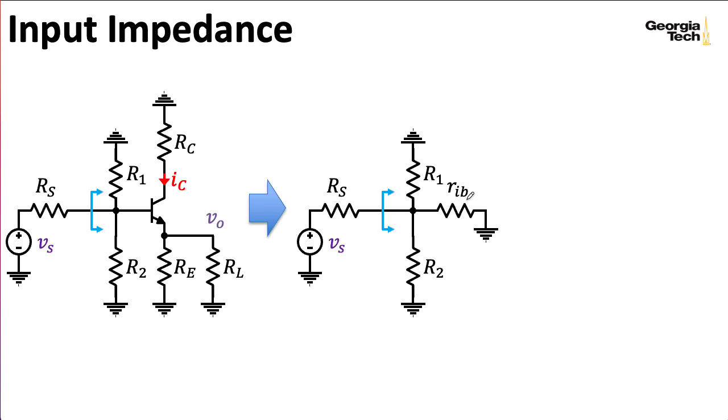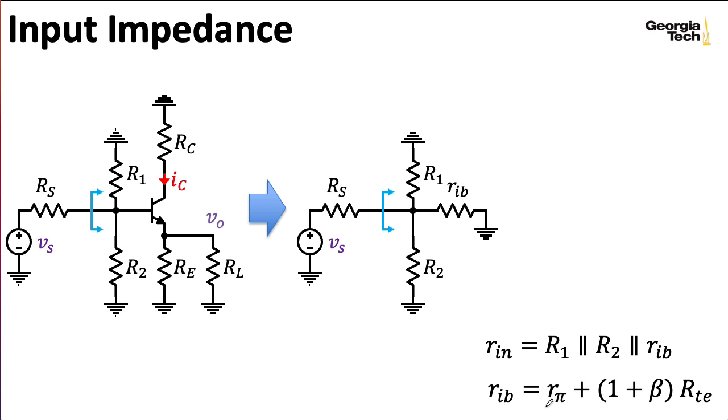All right, so then we just have this resistance RIB, and then our input resistance is just this parallel combination of R1, R2, and RIB. So what is RIB? Remember, that's r pi plus (1 plus beta) RTE. That's one possible way to write it. It's probably the most natural kind. And RTE here is just this parallel combination of the emitter resistor and our load resistance.